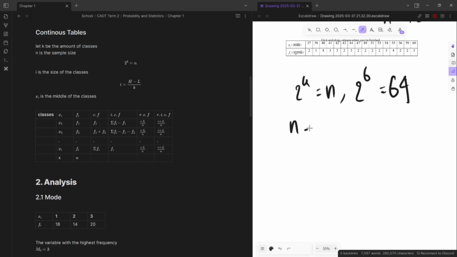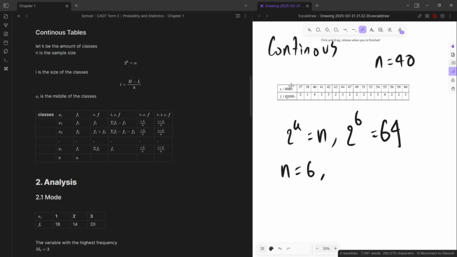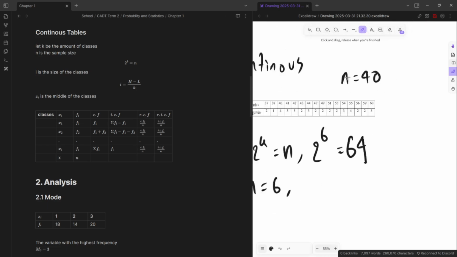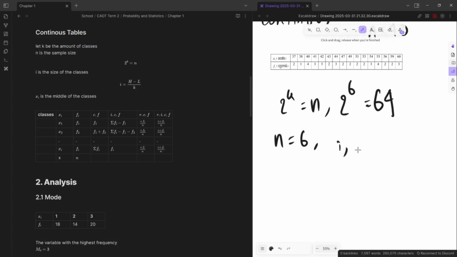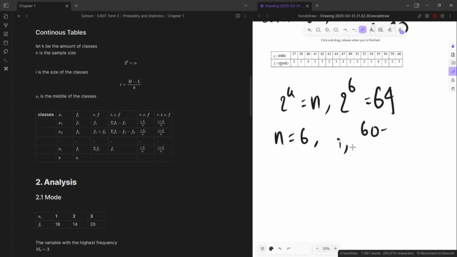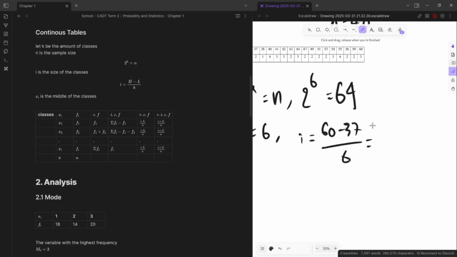So we have our n at 6 classes. So from 37 to 60, there will be 6 classes. And we will have i, the size of class, 60 minus 37 divided by 6. Calculate that real quick. Oh my god, calculator time.